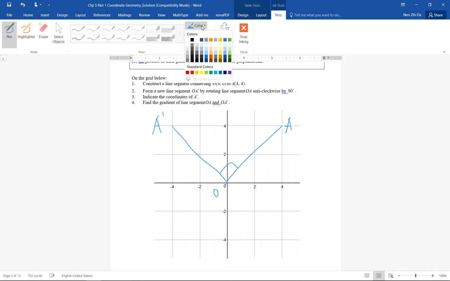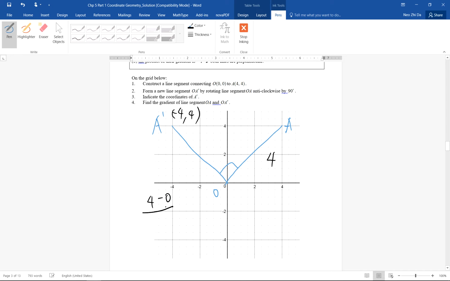So shall we do it together? What's the gradient of OA? Gradient is 1. What's the gradient of this one? So I'll do (4 minus 0) over (negative 4 minus 0), so the answer is negative 1.